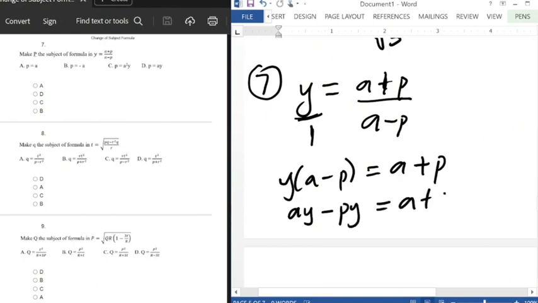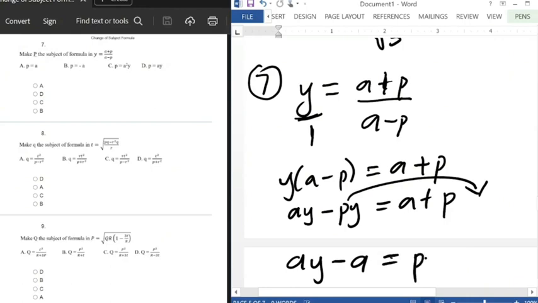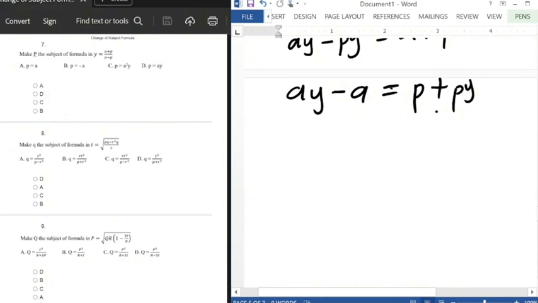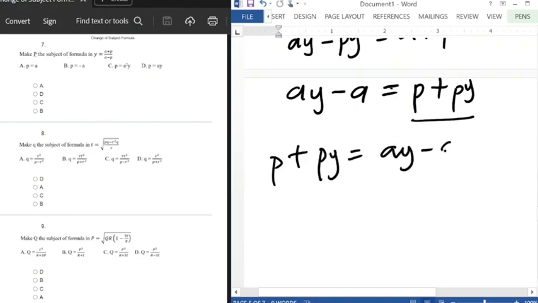So let's collect like terms. It is P we want to make the subject of formula. Let's bring it to this side. So we have AY minus A equals P plus PY. I hope this is clear. So we can decide to bring everything here to this side. So P plus PY equals AY minus A.